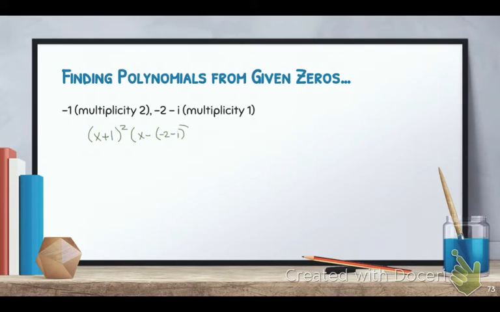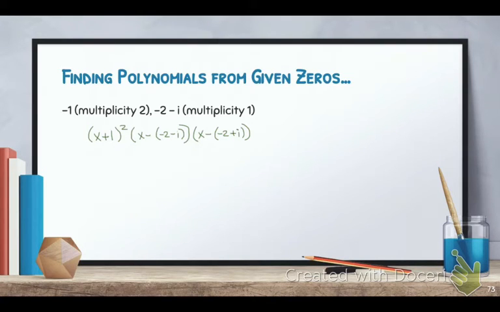Now, remember that whenever we have that i, we always have to have the positive part of it. So even though the multiplicity is 1, that means that we still have that other guy, right? So x minus -2 plus i. Okay, so there are our zeros plugged back into binomials, and now we can actually FOIL things out, right?